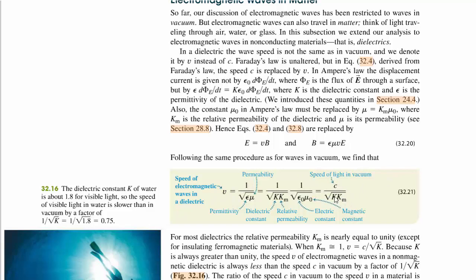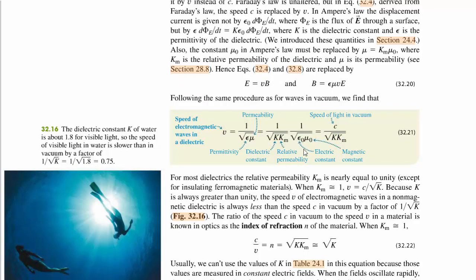Turns out this relative permeability is almost always very close to 1 in materials that light can travel through. So we can just throw that out and let the square root of K Km be pretty much equal to the square root of K. And then we get a pretty nice formula here. If we rename the square root of the dielectric constant n, which is called the index of refraction, this is the ratio of the speed of light in vacuum to the speed of light in that material.